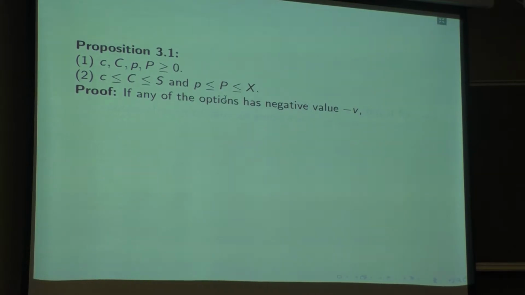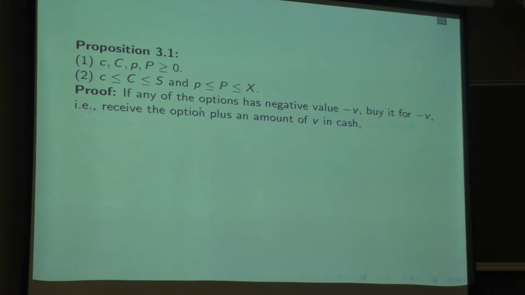So for example, if you were trying to buy toxic waste, then someone would give you a lot of money to get rid of it. So the price of toxic waste is probably negative. You get the toxic waste together with the payment. But let's assume that these options are like toxic waste. They have a negative value. We call that negative value minus v. So we buy it for minus v. So we receive one of these options, and on top of that we get v pounds in cash.